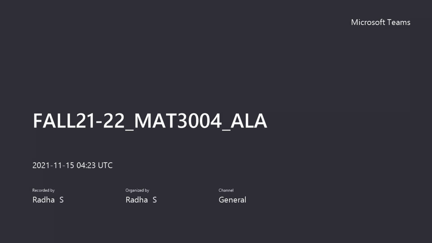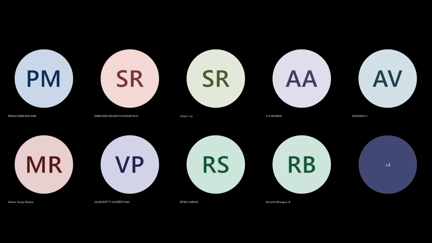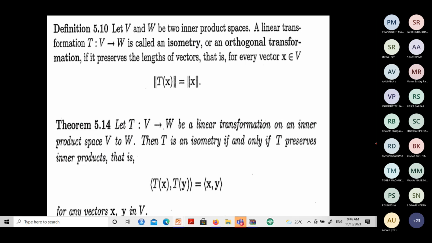Okay. We have completed QR decomposition. Next, we'll see some basic definitions, and then we'll go to least squares approximation. It's one way of solving a system of equations, right?